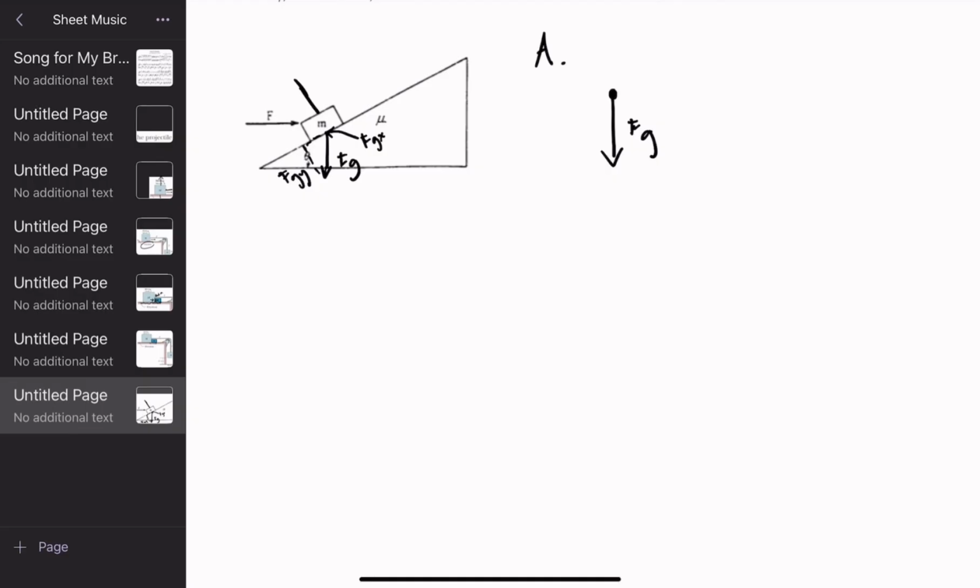But since there's also this F force acting on the block with components Fx and Fy, and it's flat, this Fy and this Fgy component must be equal to this Fn force. So we have to make it larger than Fgy and Fy, those combined.